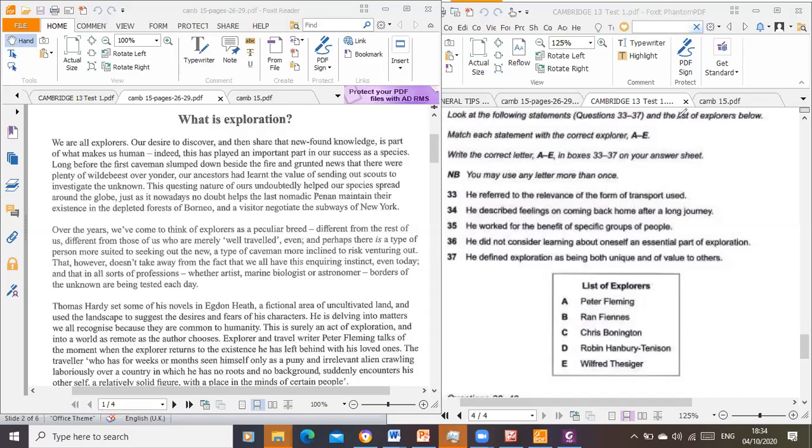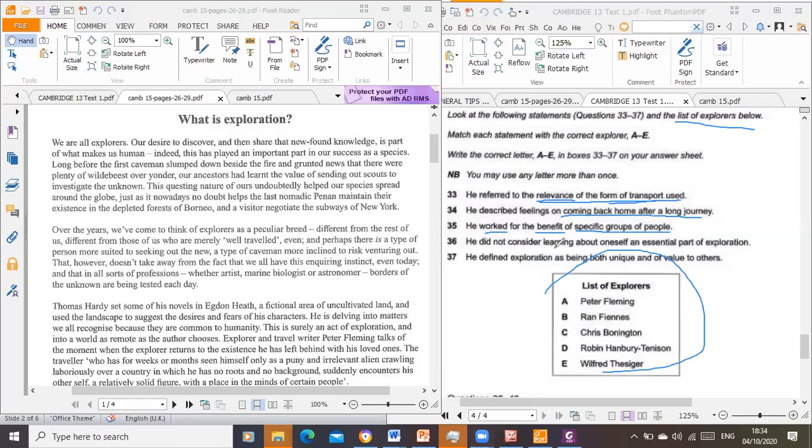Now, don't forget they're talking about a list of explorers and their names, okay? Now, you have relevance of the form of transport used. So, form of transport, okay? And the relevance. So, there's one of these guys that talked about that. It described the feelings of coming back home after a long journey. Benefit of specific groups of people. Okay, so group of people, you are looking for that.